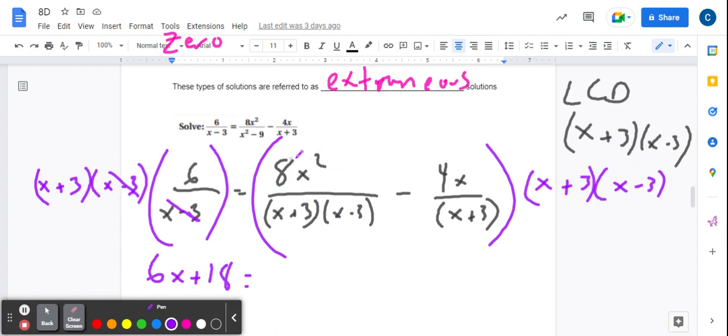Okay, now we get over here on the right. So we're going to have 8x squared over (x plus 3)(x minus 3), times the (x plus 3)(x minus 3). So those are going to cancel out. We're going to have 8x squared. Okay, minus. Here we have 4x over x plus 3. The x plus 3 will cancel out with that x plus 3. So we're just going to be left with 4x times x minus 3, which is minus 4x squared. And we have negative 4x times negative 3, so it'll really be plus 12x.